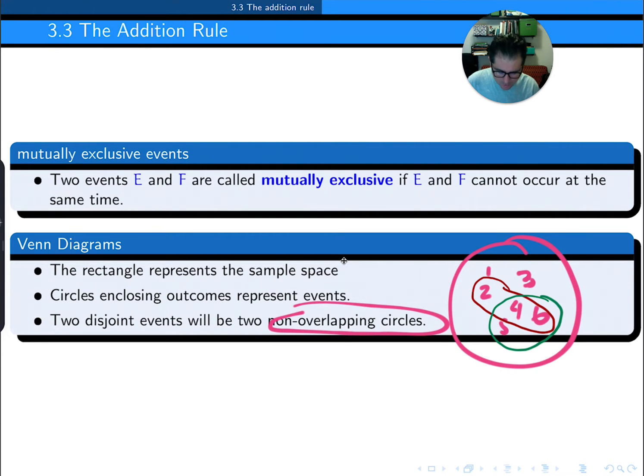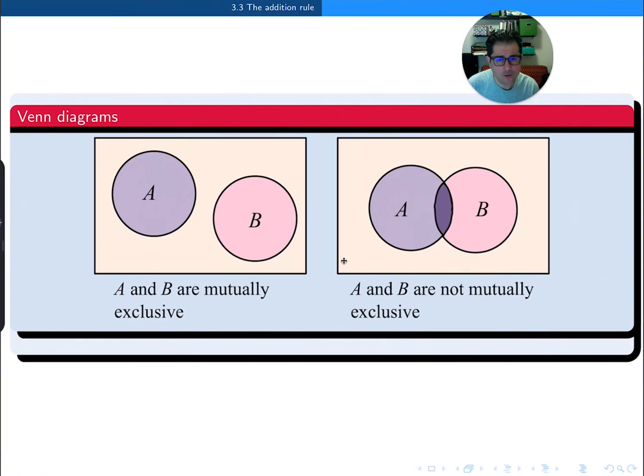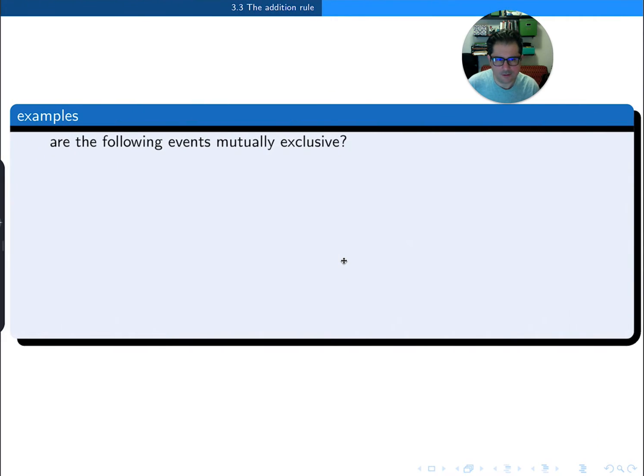So A and B will be mutually exclusive if the circles don't overlap, and if they do overlap, then this is the intersection, the overlap. I also used that term before. This is what is called A intersection B, the part where they overlap. Those are the members that belong to both A and B.